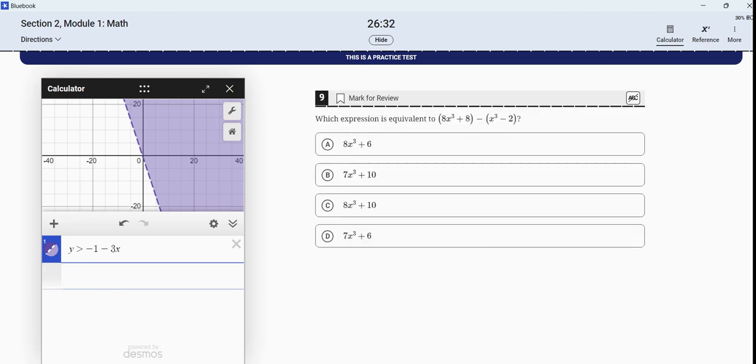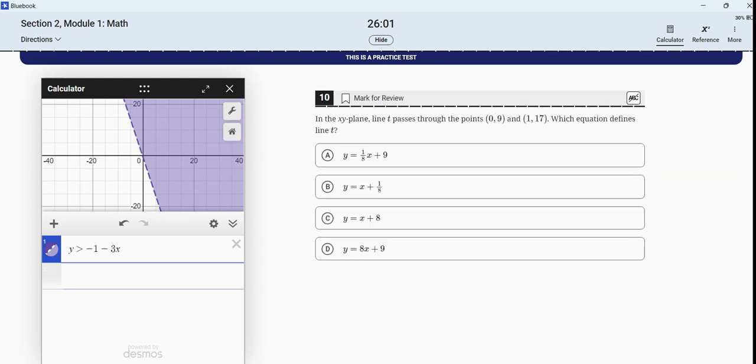Which expression is equivalent to 8x cubed plus 8 minus x cubed minus 2? So this one, we should distribute the negative sign to the second parentheses. So 8x cubed minus x cubed is 7x cubed, and then minus sign times negative 2 is plus 2. So it'd be 7x cubed plus 10.